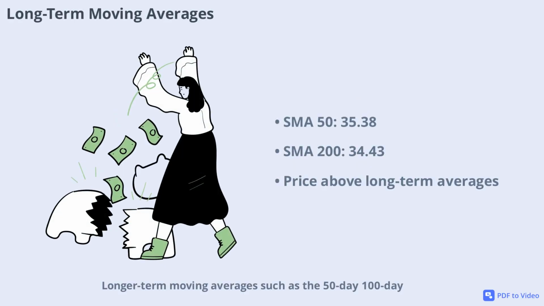Longer-term moving averages, such as the 50-day, 100-day, and 200-day SMAs and EMAs, help identify the overall trend and potential support or resistance levels. For COWG, the 50-day SMA is at 35.38 and the 200-day SMA is at 34.43. The EMAs show a similar pattern. The current price is above these long-term averages, which is generally considered a bullish signal. However, the gap is not significant, so traders should remain cautious and look for confirmation from other indicators.